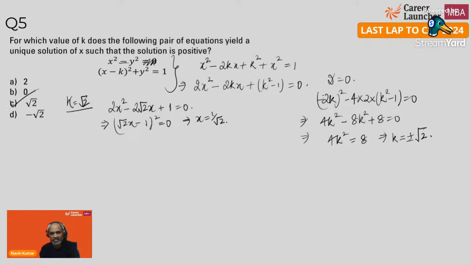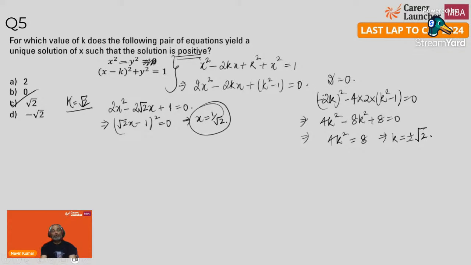So I think this much is enough, because if I get it for root 2, I shouldn't go and check for minus root 2, right? And the solution is positive also, no? So we are getting a positive answer. For minus root 2, most probably we will be getting a negative answer, right?